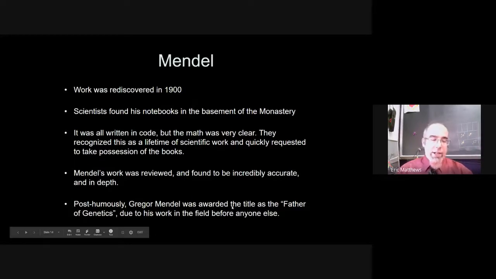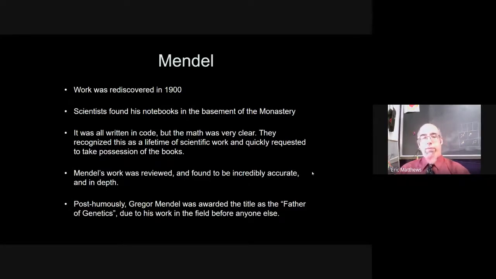Unfortunately, he never got the recognition that he should have for it because by the time we really discovered that he was right about this stuff, he had already been dead for quite a while. That said, the man seems to have had a good life. He went on to lead his monastery, died at like 87, which is unheard of in the 1800s. So he seemed to do quite well for himself, just never got recognized for science.